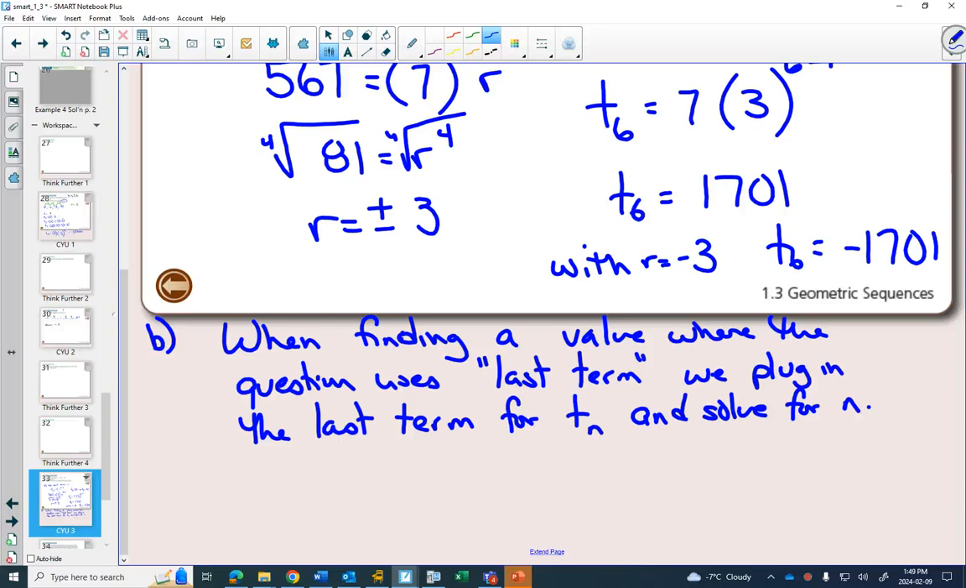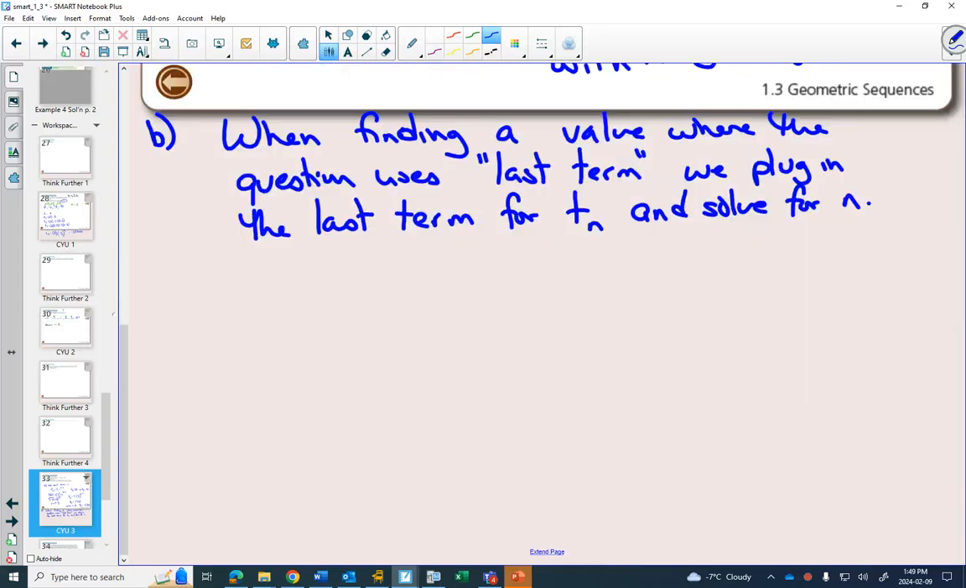Tn and n are different things. Tn is representing some term. It could be the 5th term, it could be the 7th term. Here we're thinking of it as the last term. Whatever you plug in for Tn, when you solve for n, it tells you what position it's in. So if I go to the formula, and I'll write out the formula, the general formula looks like this.